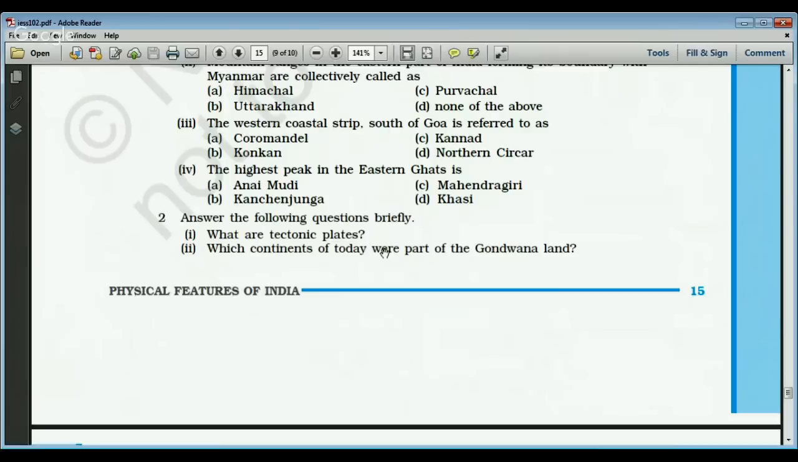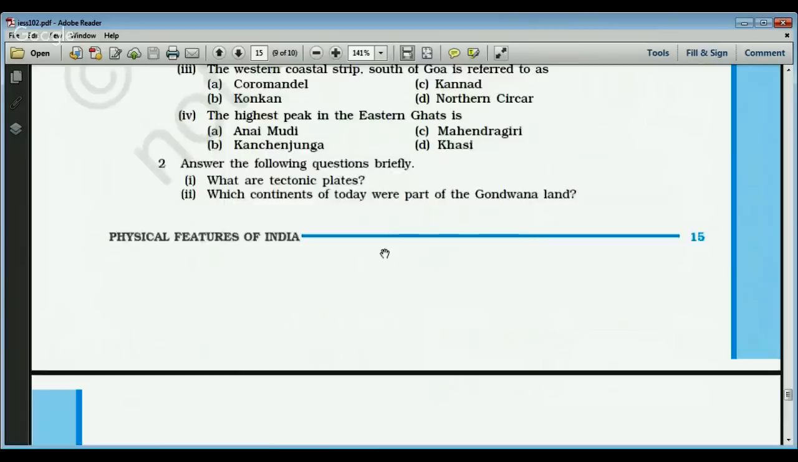Now, which continents of today were part of Gondwana land? We have already seen this: India, Australia, South Africa, and Africa. These are the parts of Gondwana land.